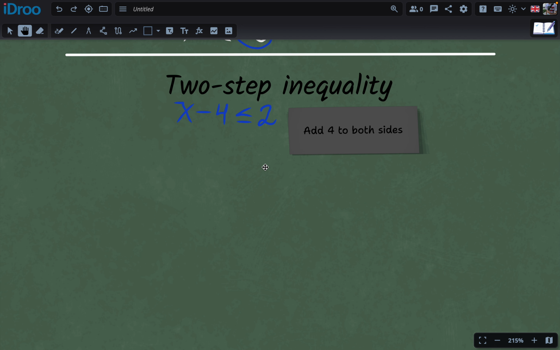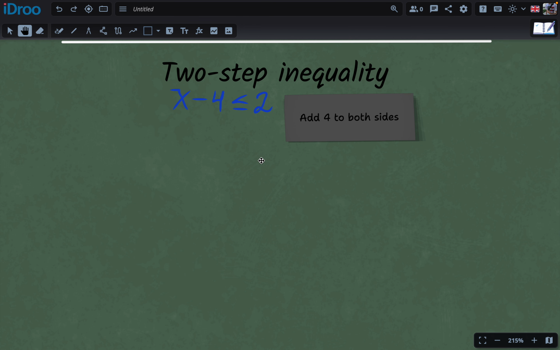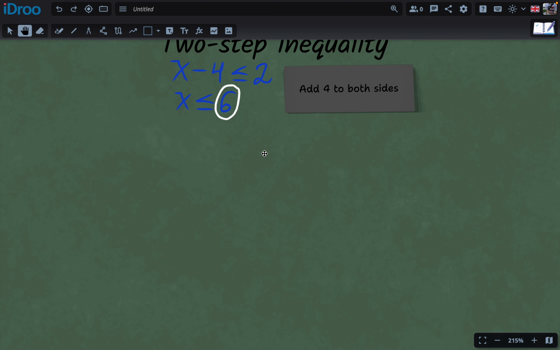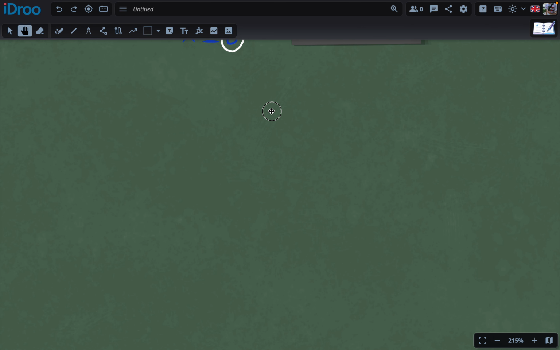So here we get a two-step inequality. To do that, we need to first of all add 4 to both sides, and the value of x here is less than or equal to 6.